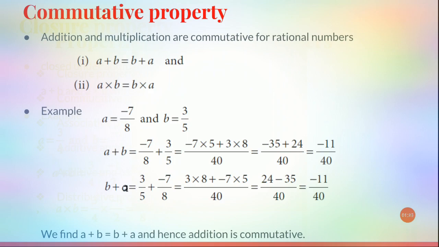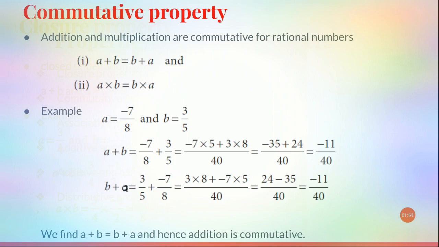You have to substitute the values for a and b and check the left hand side, arrive with the answer, and then the same values are applied in the right hand side and the answer is arrived. Then you have to check the left hand side and right hand side. If both the values are same, you can say it is commutative for addition. Same way shall we do for multiplication, that is a into b is equal to b into a.